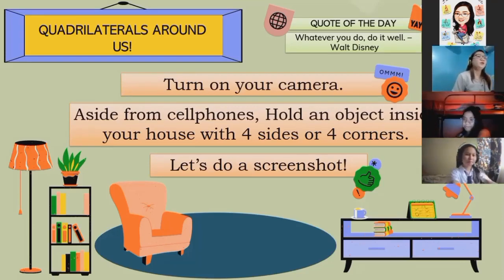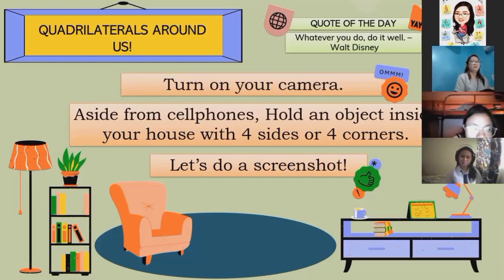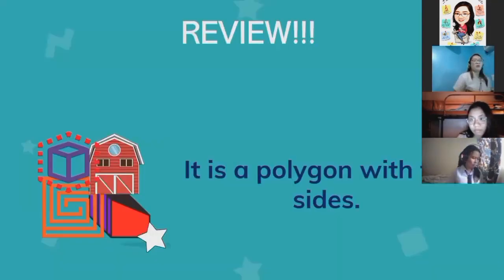Now, what I want to ask right now, let's say, if you extend one corner, what do you think will happen to the object that you have raised? If you extend one corner, one side, would it still be a quadrilateral, Michelle? Yes, ma'am, but it changes the shape. Okay, at some point, it is still a four-sided polygon or a four-sided object, but it changes its shape. So that is what we will expound on today.